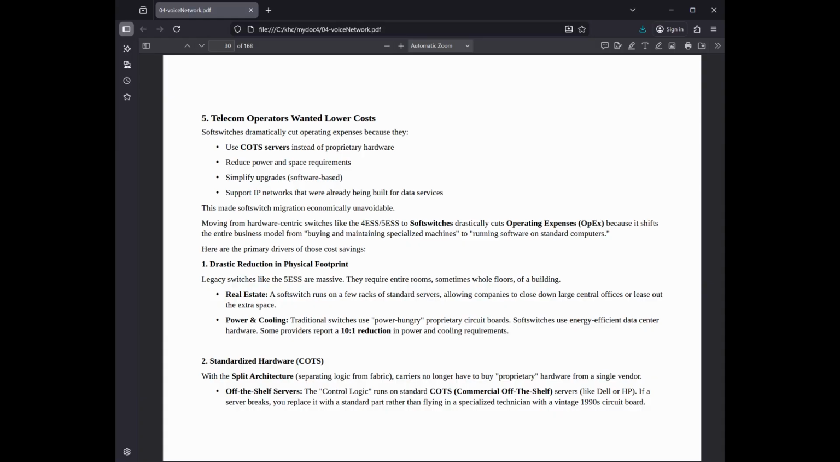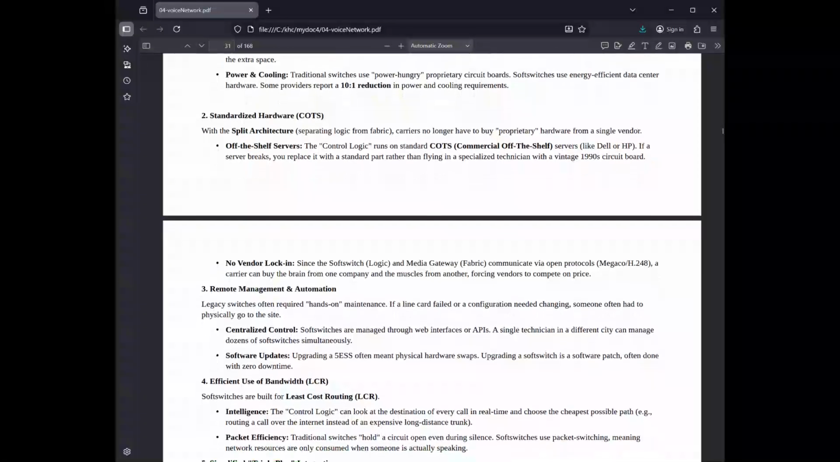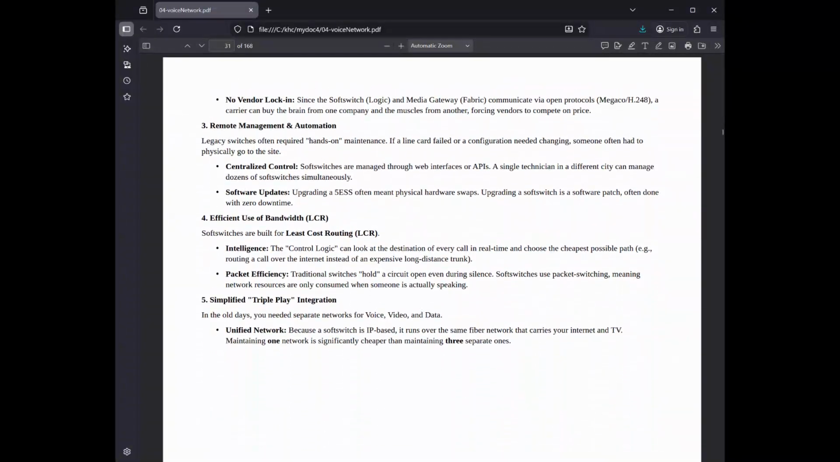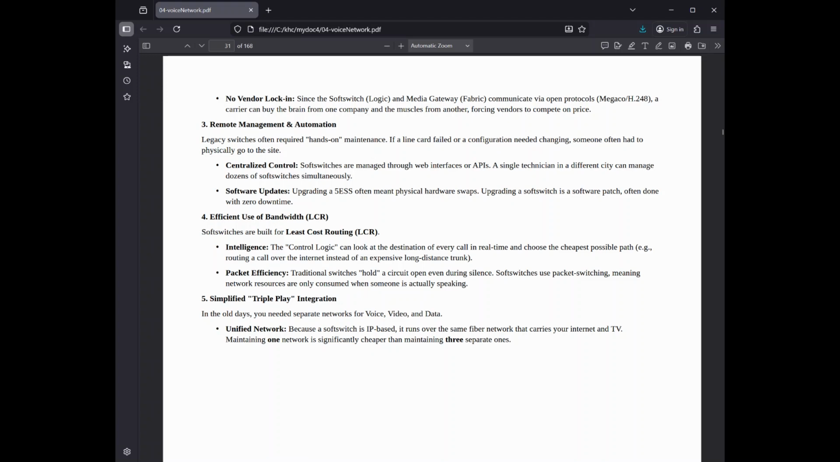2. Standardized hardware, COTS. With the split architecture, separating logic from fabric, carriers no longer have to buy proprietary hardware from a single vendor. Off-the-shelf servers: the control logic runs on standard COTS, commercial off-the-shelf servers, like Dell or HP. If a server breaks, you replace it with a standard part rather than flying in a specialized technician with a vintage 1990s circuit board. No vendor lock-in: since the Softswitch logic and Media Gateway fabric communicate via open protocols like Megaco/H.248, a carrier can buy the brain from one company and the muscles from another, forcing vendors to compete on price.